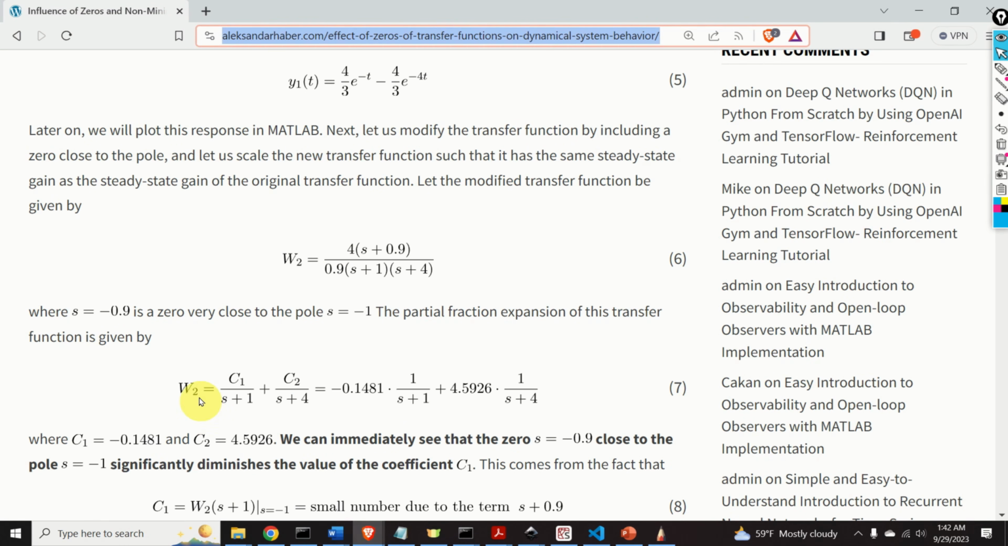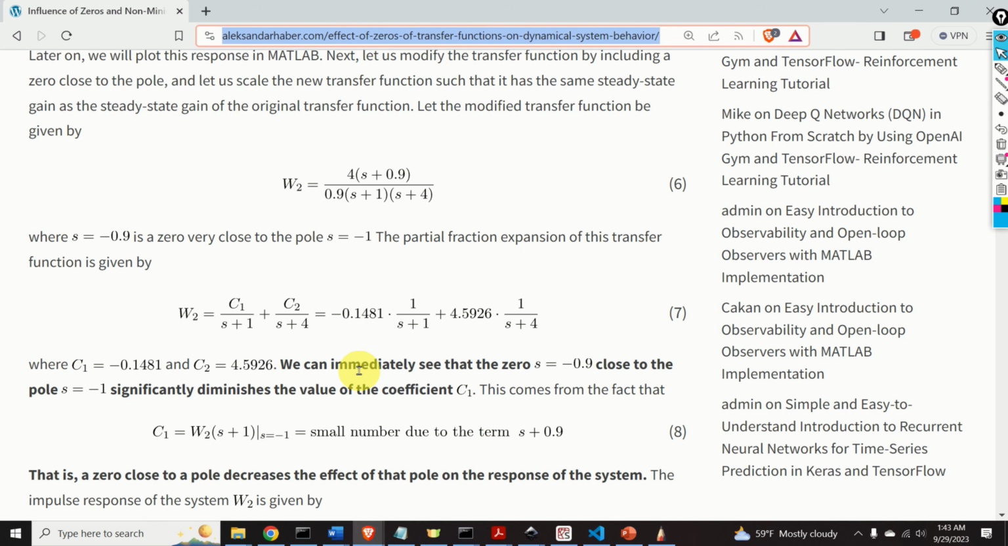By computing the partial fraction expansion of our transfer function, we obtain this expression, where now the constants C1 and C2 are given by these two numbers. We can immediately see that the 0 at s is equal to minus 0.9, that is very close to the pole s is equal to minus 1, significantly diminishes the value of the coefficient C1. Let us analyze this effect further.